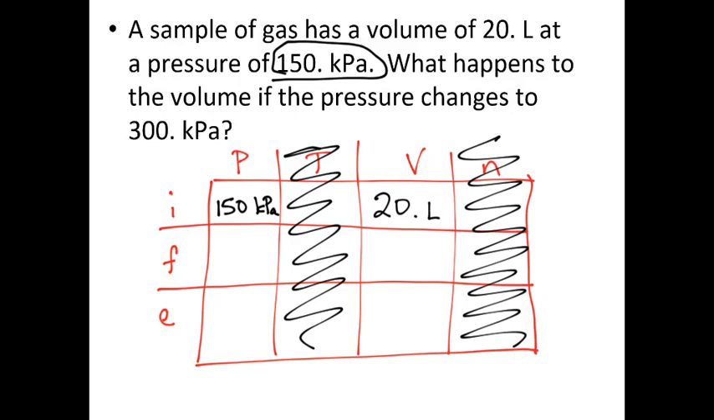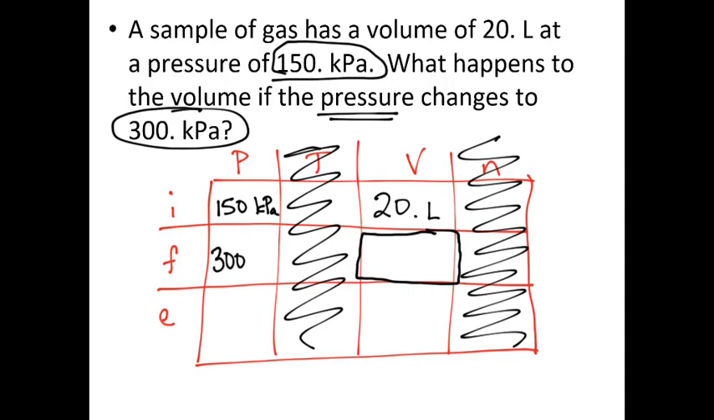Then I've got one more piece of information from the problem. It says, what happens to the volume if, so I'm trying to find out what happens to the volume, if the pressure changes to 300 kPa. Again, it's kPa, it's pressure, that's my final pressure.